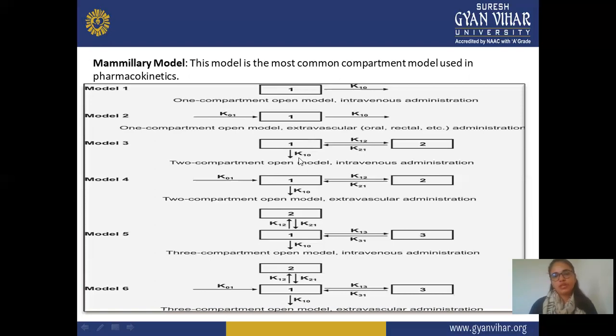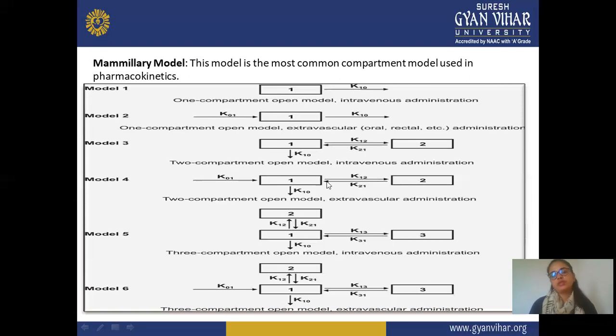After administration by IV route, it reversibly goes to the second compartment. This one is the second compartment. This is a reversible process. Then this is the rate constant, the first order elimination process. Next, model 4 is the two compartmental open model with extravascular administration.